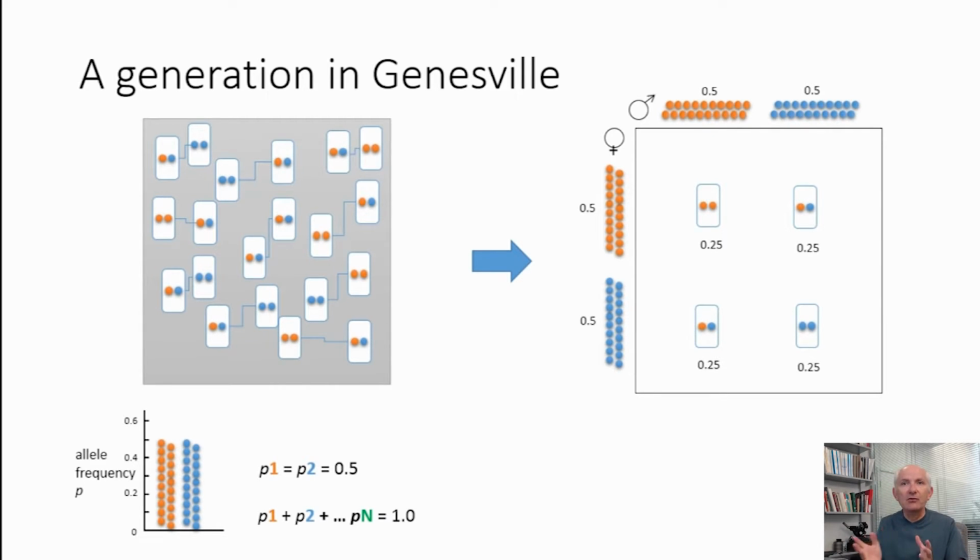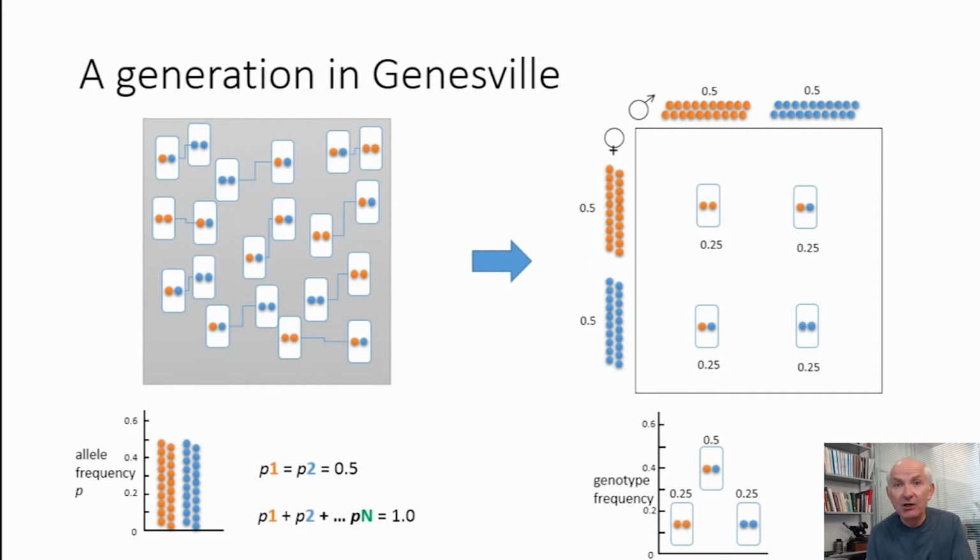And so we have two lots of 0.25, which is 0.5. So the frequency in this population of the three genotypes is 25% for each of the homozygotes and 50% for the heterozygotes. And you can see why.